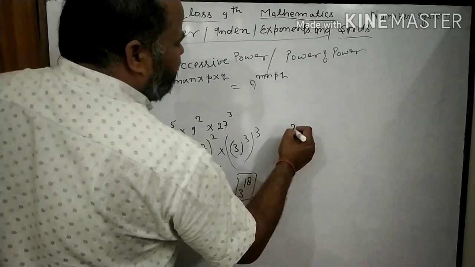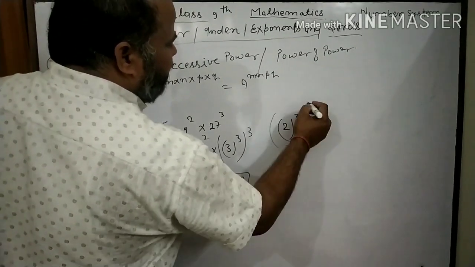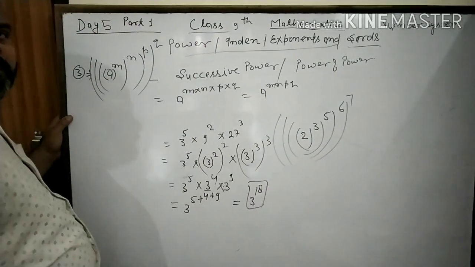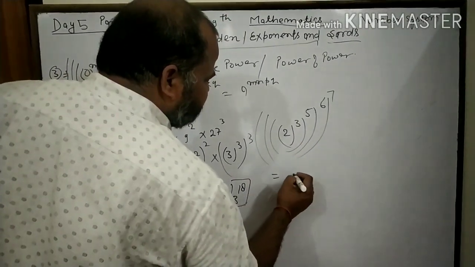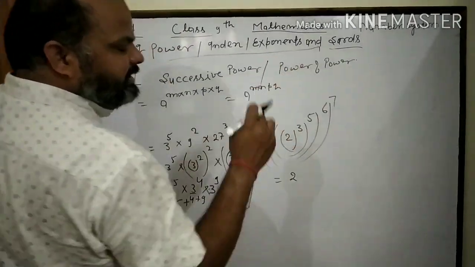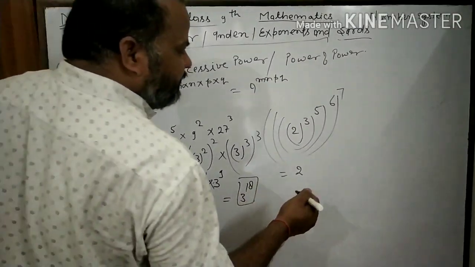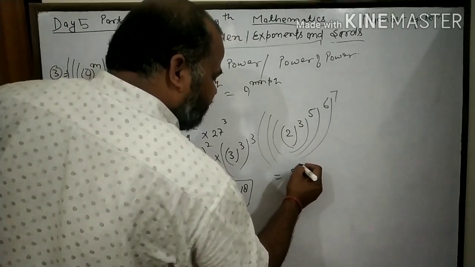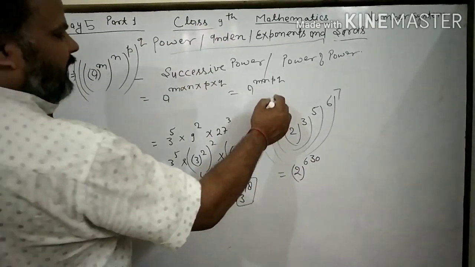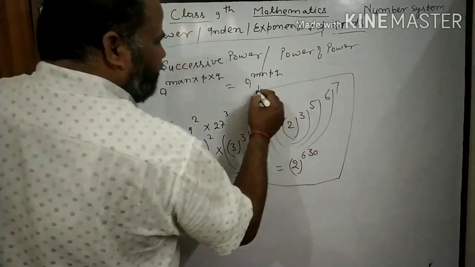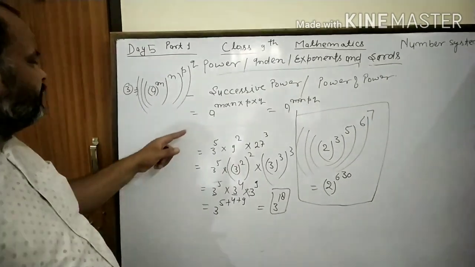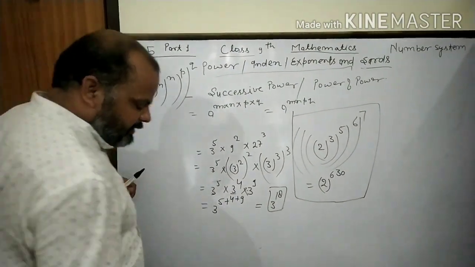Suppose here 2 to the power 3 to the power 5 to the power 6 to the power 7. Clear? Then 2 threes are 6... 3 fives are 15, 15 sixes are 90, and 90 sevens are 630. Then 2 to the power 630 is the answer of this question. It means in the case of successive powers, we multiply their powers this way.